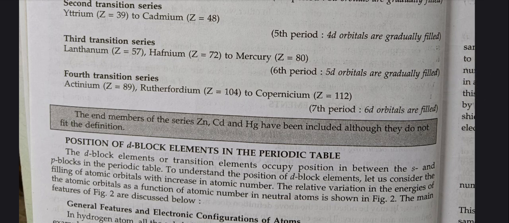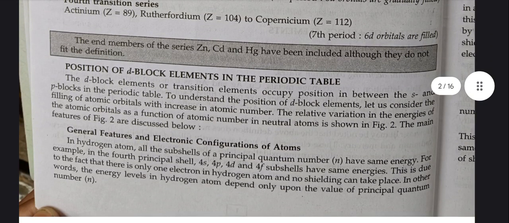Position of d block elements in the periodic table. The d block elements or transition elements occupy position in between the s and p block elements in the periodic table. To understand the position of d block elements, let us consider the filling of atomic orbitals with increase in atomic number. The relative variation of the energies of atomic orbitals as a function of atomic number in neutral atoms is shown in figure 2. The main features of the above figure are discussed below.